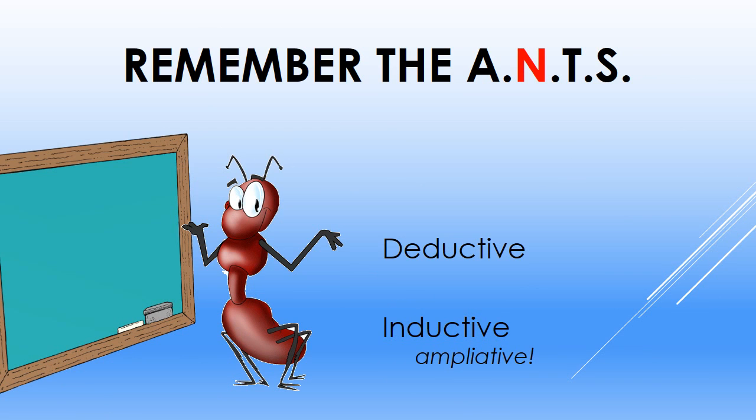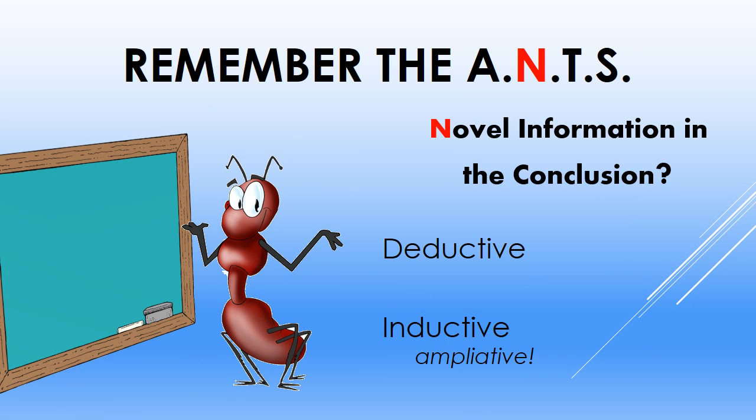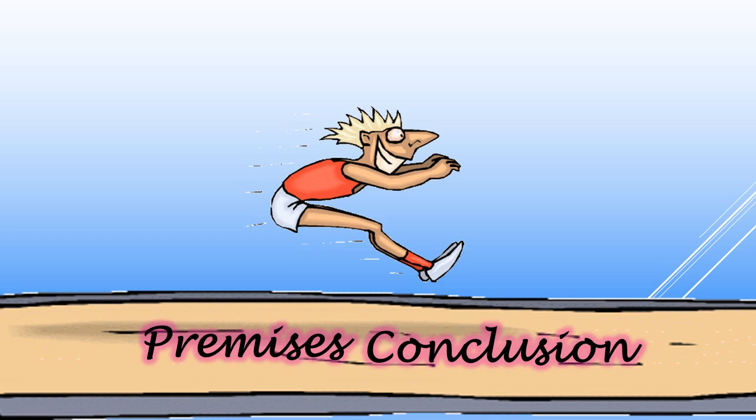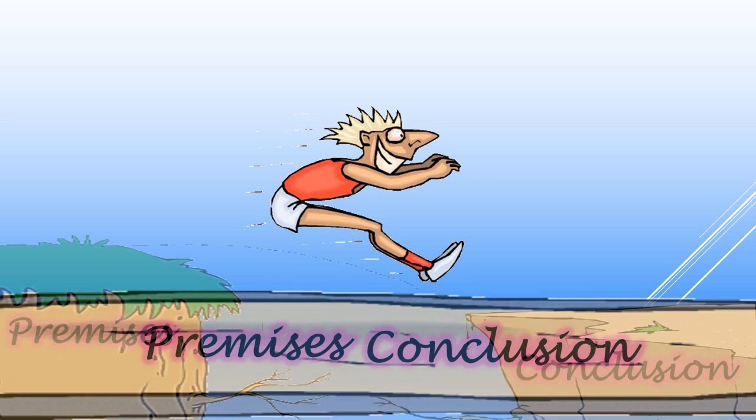Now the N in ANTS stands for novel information in the conclusion. In a deductive inference claim, there's no new information in the conclusion that wasn't present in the premises. Inductive inferences are sometimes called ampliative because they allow, and actually require, there to be novel information in the conclusion. So when the premises and the conclusion form a seamless bond, you have deduction.